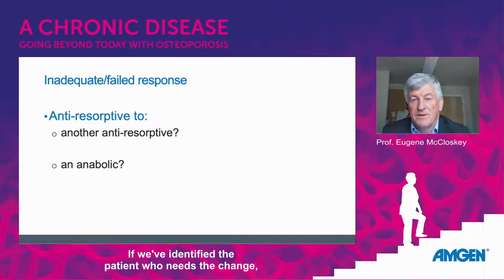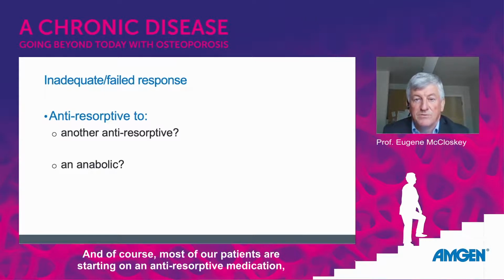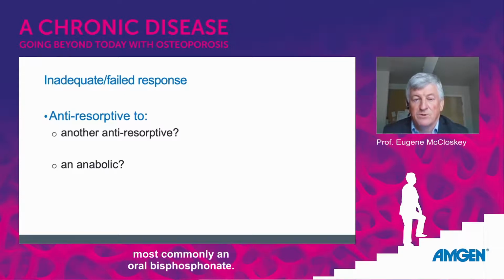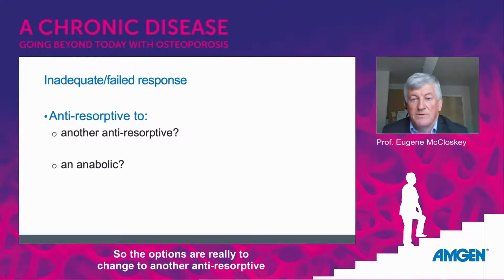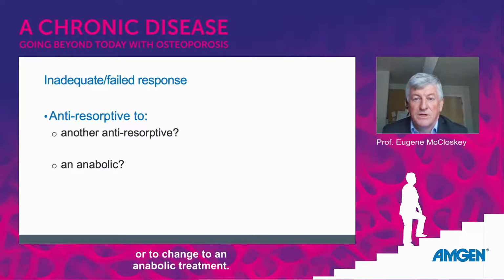If we've identified the patient who needs to change, then the question is, what do we change to? And of course, most of our patients are starting on an anti-resorptive medication, most commonly an oral bisphosphonate. So the options are really to change to another anti-resorptive, or to change to an anabolic treatment.